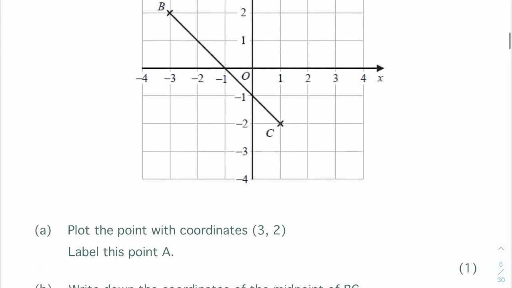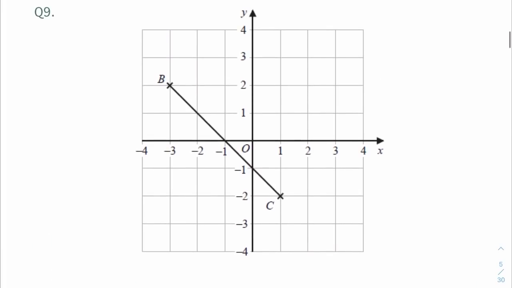Right, so this question we've got some coordinates. So plot the point with coordinate 3, 2 and label it point A. So 3, 2, I start at the origin, we go across by 3 over to here, and then up to 2, so just there. So that would be our point A, we'll just label that A.